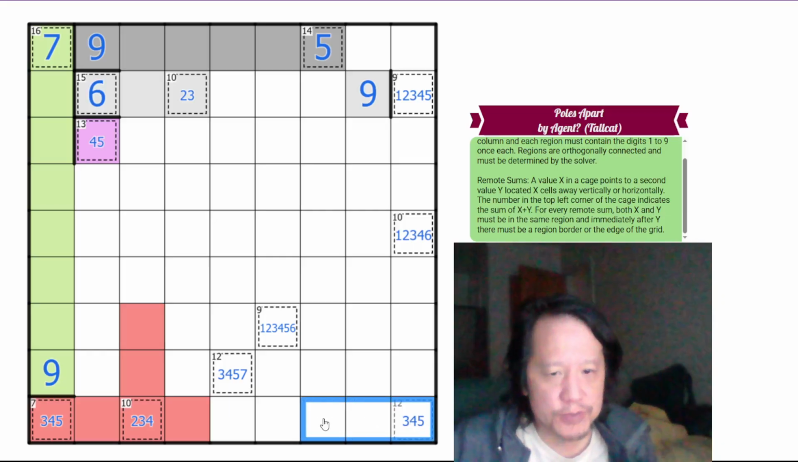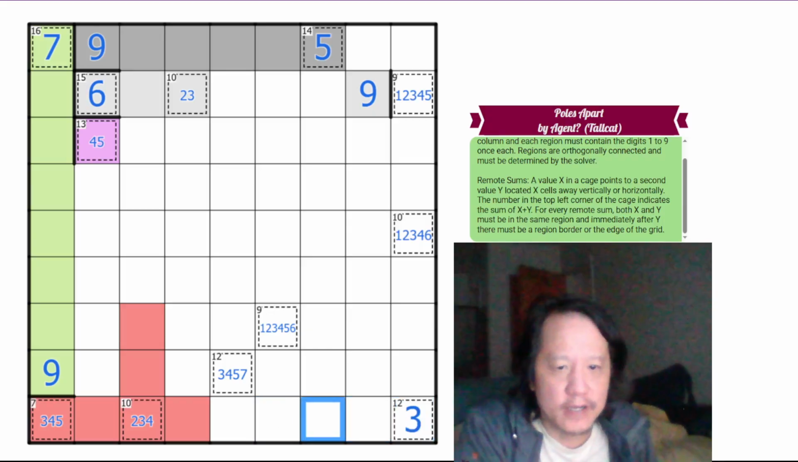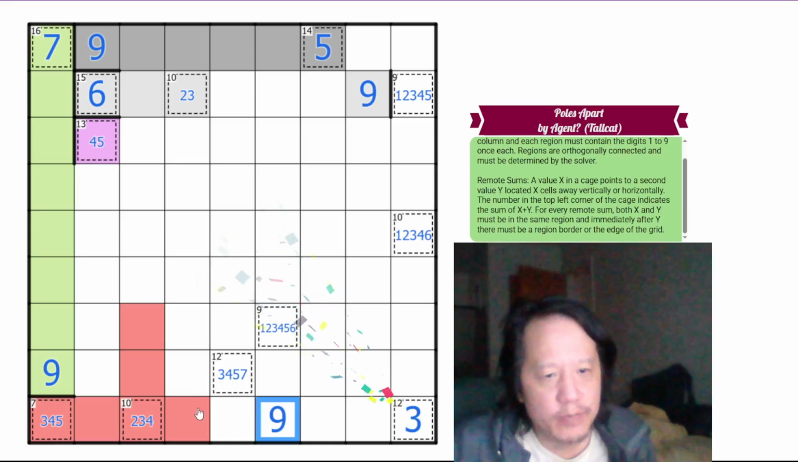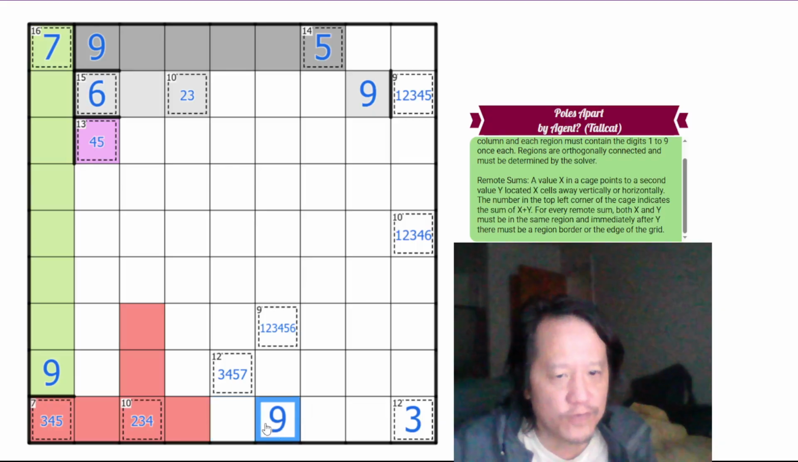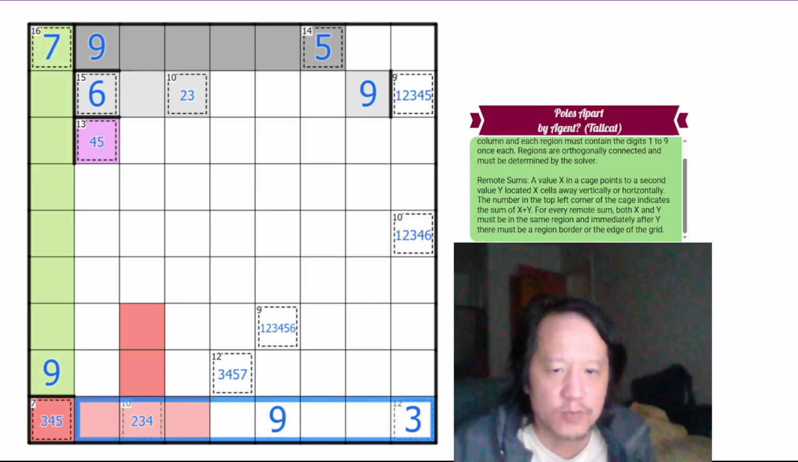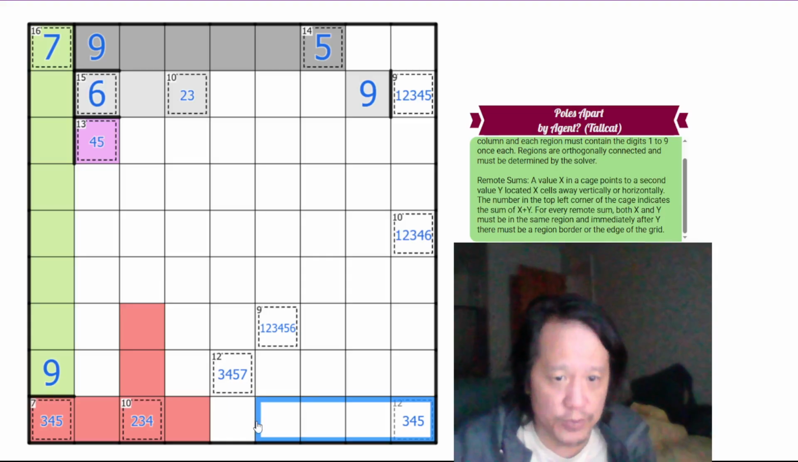Say this was 3 going this way. 1, 2, 3, then this would be 3 and 9. The problem, though, would be this can't be 3 here. So this would have to be 4, 5 away. If it's 4, it would be with 3, which is not allowed. So it would have to be 5 away. 1, 2, 3, 4, 5. And then this would be in 2 regions at once. So it cannot go 3 this way.